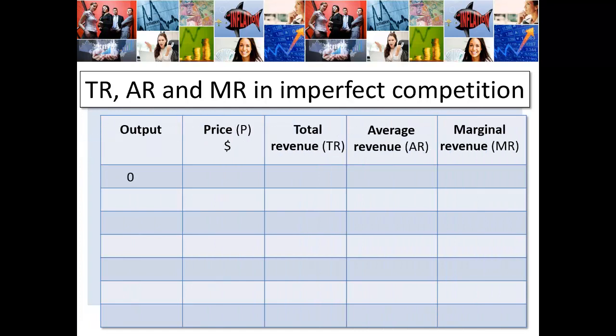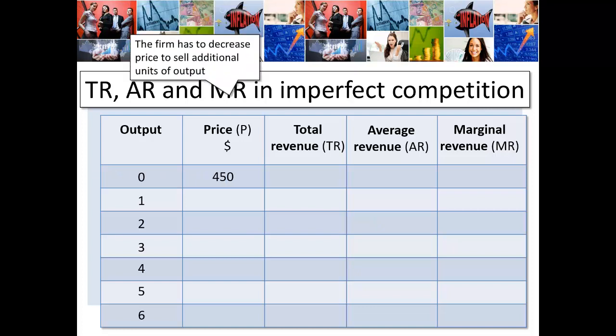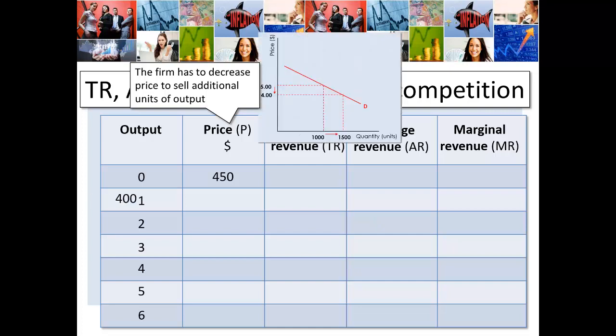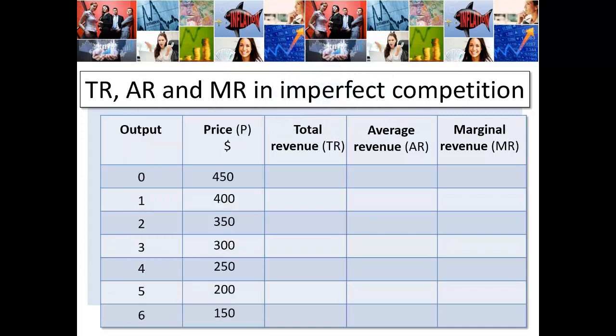Now let's have a look at a firm in a more normal market situation. In perfect competition, firms do have control over their price now, and to be able to sell more of a good, they must decrease their price in line with the law of demand. So the firm has to decrease price to sell additional units of output. So we're looking at a normal demand curve here.